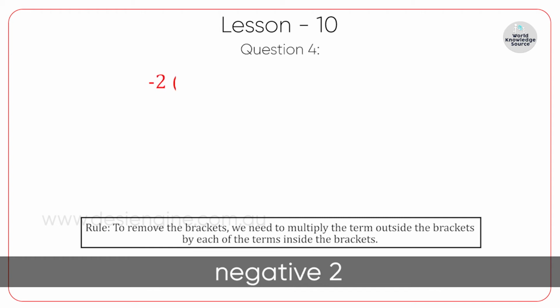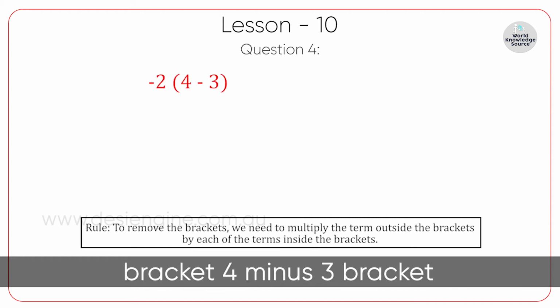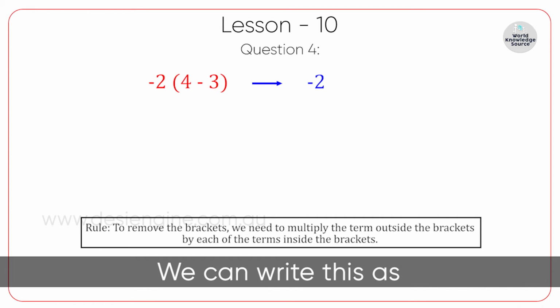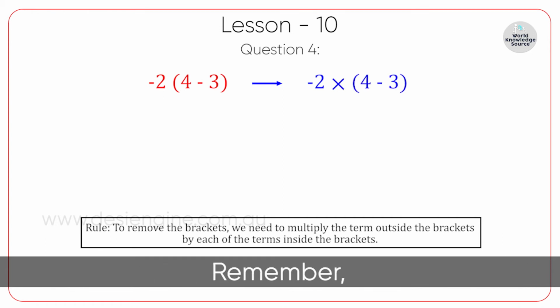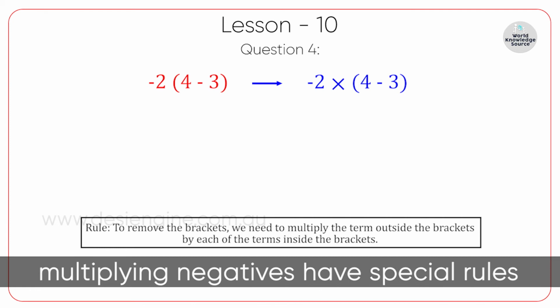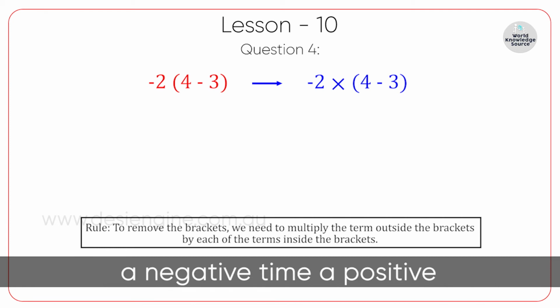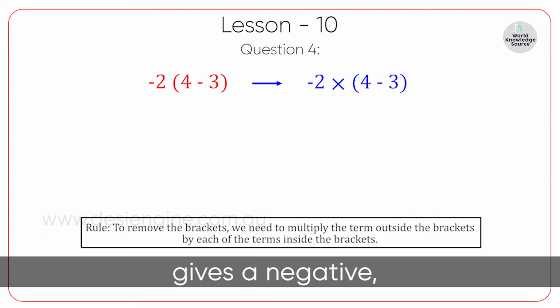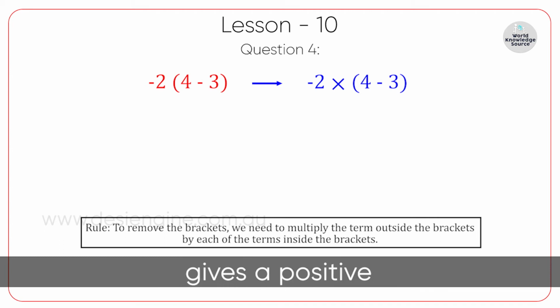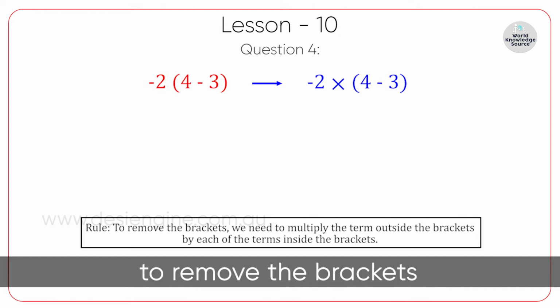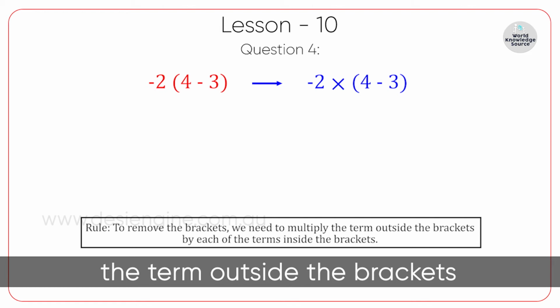Question 4. Negative 2, bracket 4 minus 3 bracket. We can write this as negative 2 times bracket 4 minus 3 bracket. Remember, multiplying negatives has special rules. A negative times a positive gives a negative, but multiplying two negatives gives a positive.